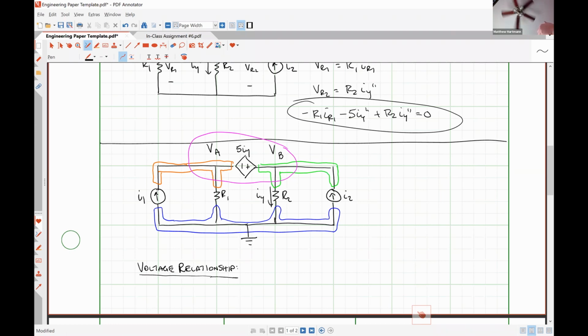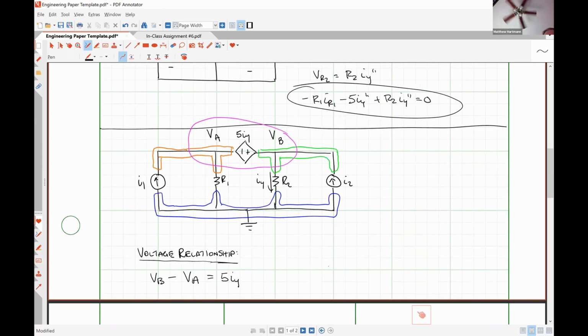The voltage relationship equation is determined pretty simply. Whatever nodal voltage is connected to the positive polarity terminal of the voltage source, in this case VB, minus whatever voltage is connected to the negative polarity terminal of the voltage source, in this case VA, is equal to the given voltage drop over the source, which in this case is 5 times the current IY. So that is our voltage relationship.